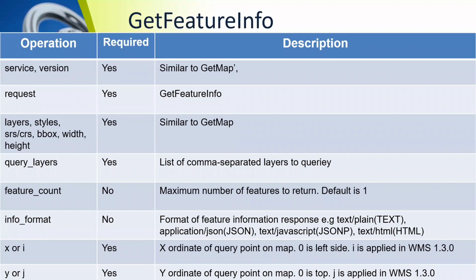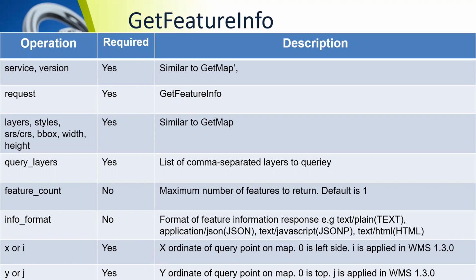Then we have the INFO_FORMAT, which is also not mandatory. The INFO_FORMAT specifies the format of the feature information returned. In this case, you can specify what you want the return to be. Do you want it to display as plain text, or as a JSON string? Do you want it to return as JavaScript, which is also referred to as JSON-P in GeoServer? And then do you want to return it as HTML? HTML is a markup language, a text kind of language. So do you want to return it as text?